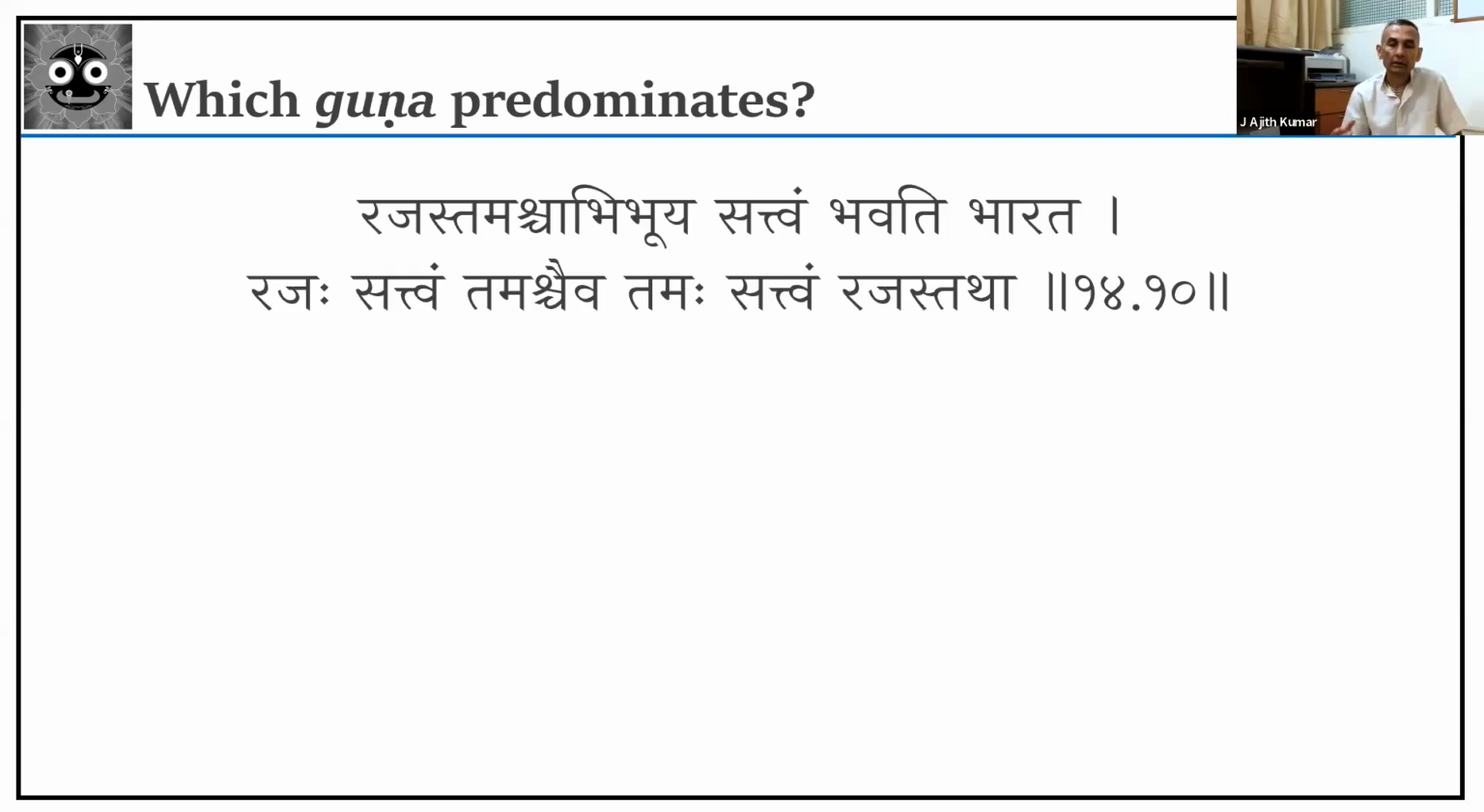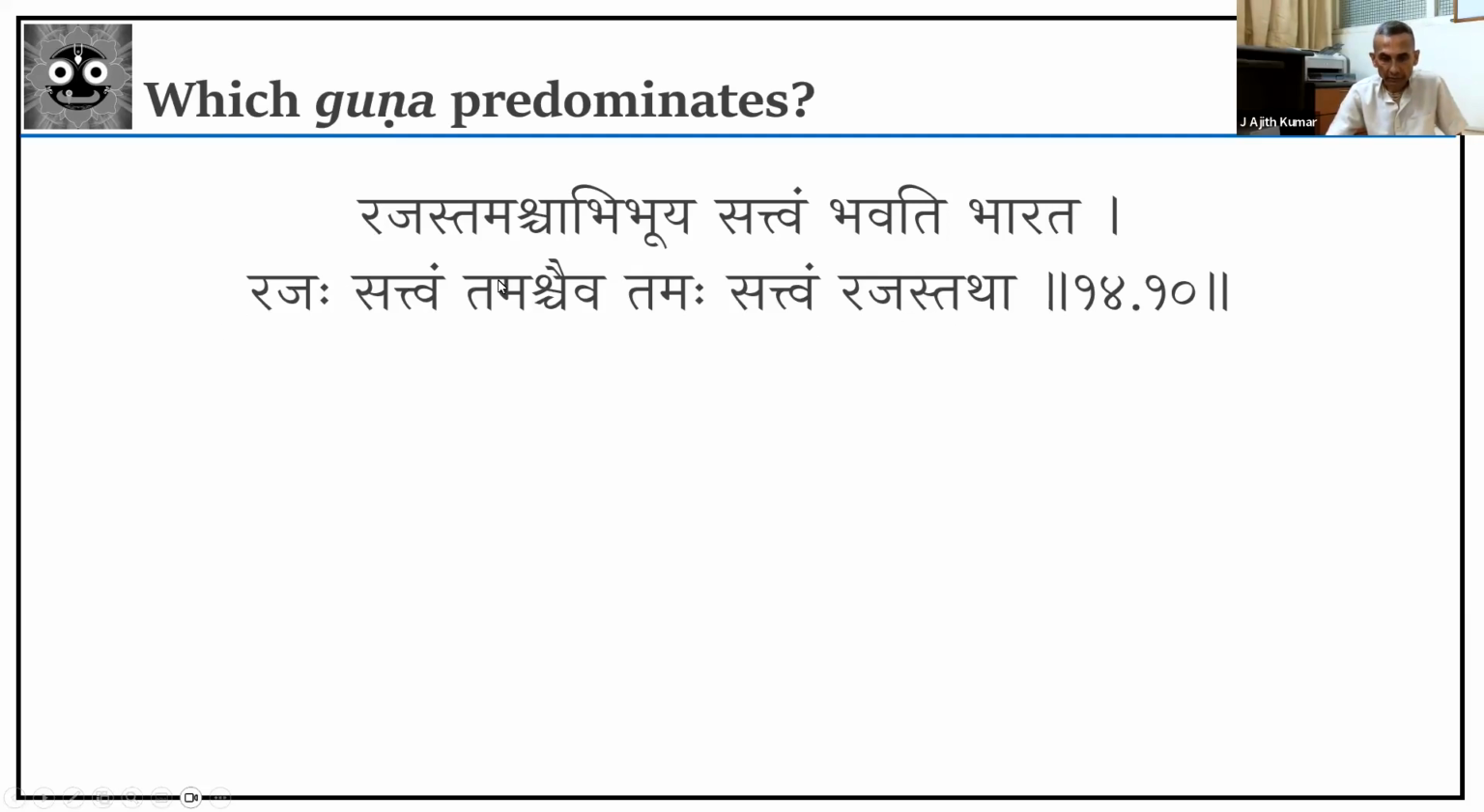So he says that at any given point of time, one of the three gunas predominates over the other two. Rajas tamascha abhibhuya sattvam bhavati bharata. Abhibhuya means to predominate or to subdue. So sattva sometimes subdues rajas and tamas and becomes predominant in its influence on us. Then rajaha sattvam tamas chaiva: tamoguna sometimes dominates or subdues rajas and sattva.